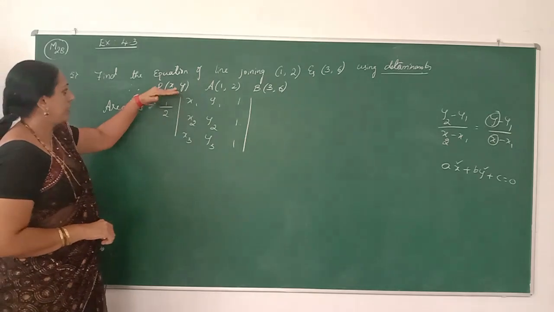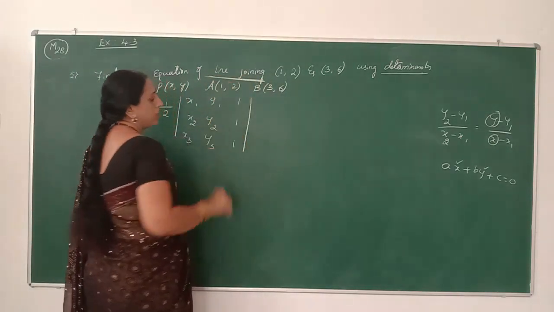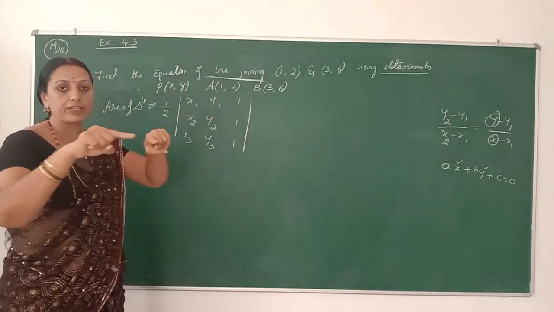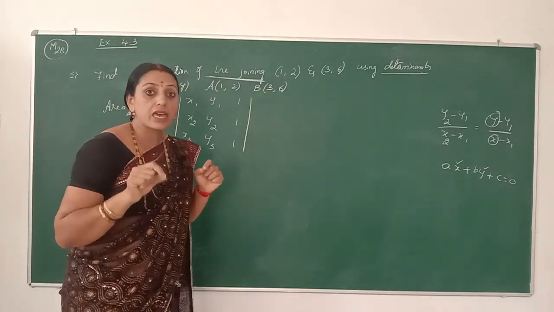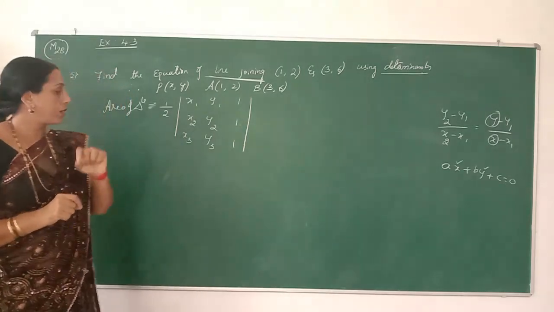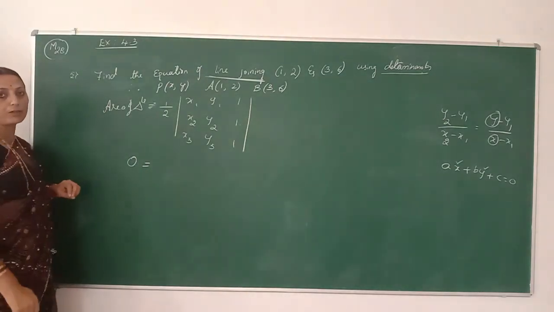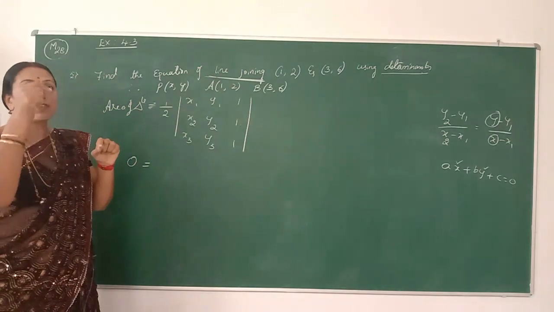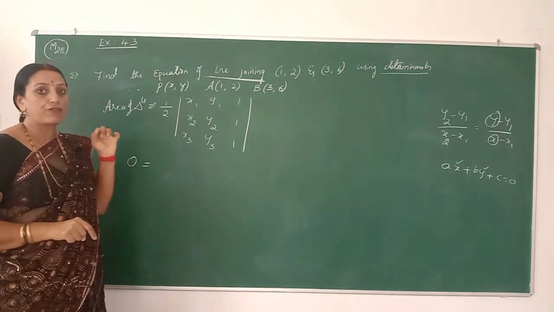In general, these are the points on the line joining. Means if all the 3 points are on the same line, such points are called collinear points. Therefore, the area of the triangle will be 0. The given points are the line joining points. Line joining means if all the 3 points are on the same line, therefore the area of the triangle is 0.